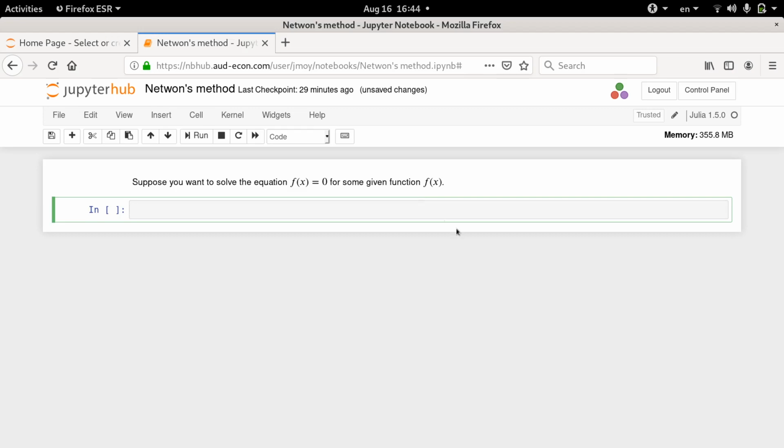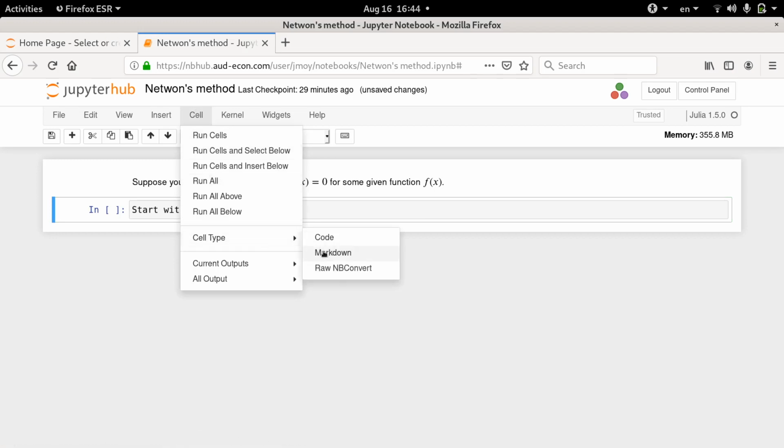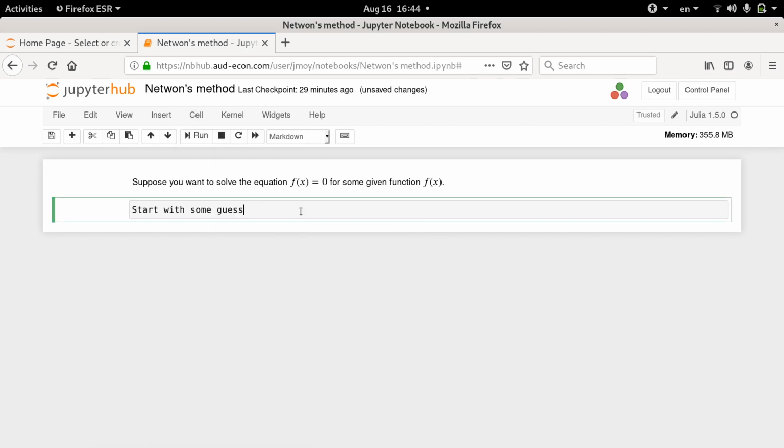So Newton's method is like this. We can't possibly find an exact x where f(x) is equal to 0, but we want to find an x where f(x) is close to 0. So start with some guess. Let me change the cell type to markdown. So start with some guess x_t. See, in LaTeX subscripts you use an underscore. So now we say that if f(x_t) is already small, then x_t is an approximate solution, so we are done.